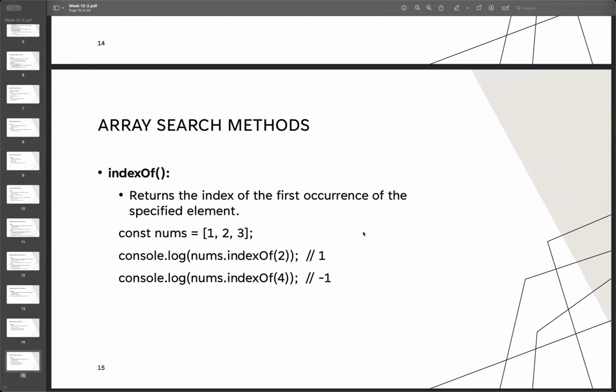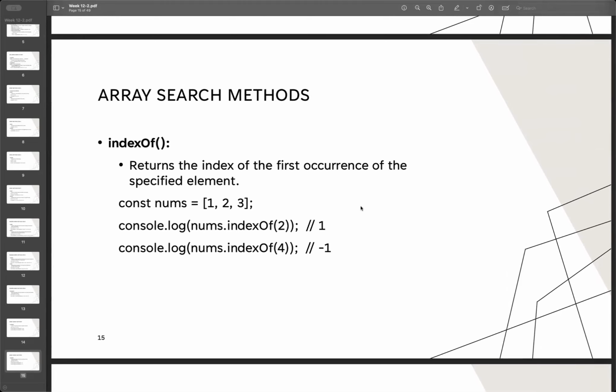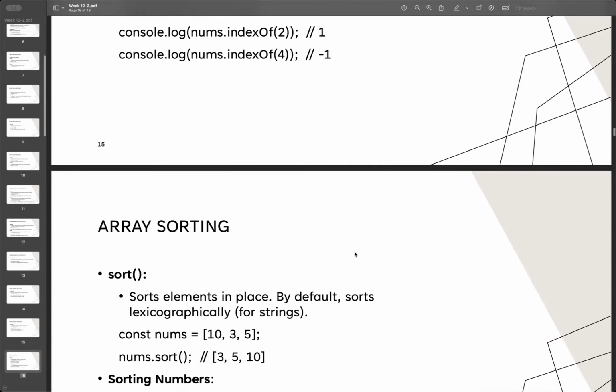And also pretty common is indexOf, to get the first occurrence of the specific element. So you want to see, do you have the number 2 in this array? If yes, then it will return the index. If no, it will return negative one. So it's pretty useful if you want to find a character.